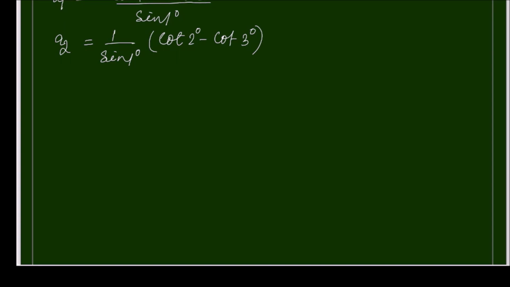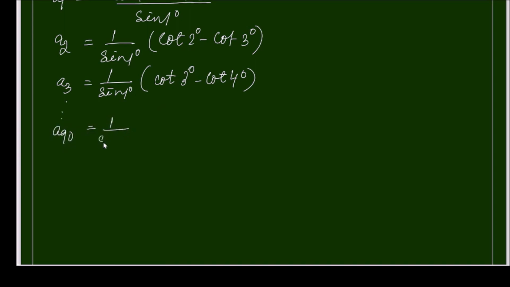Third term will be cot 3 minus cot 4. The last term will be cot 89 minus cot 90. So now I am evaluating the whole question.